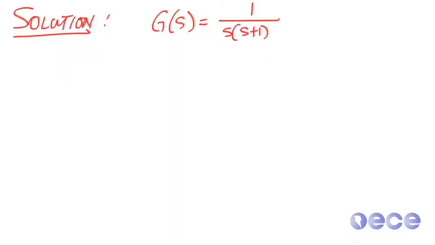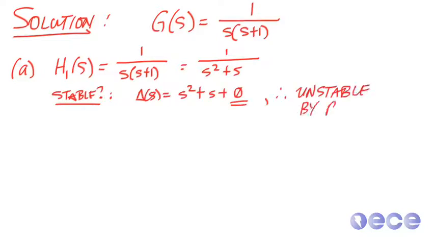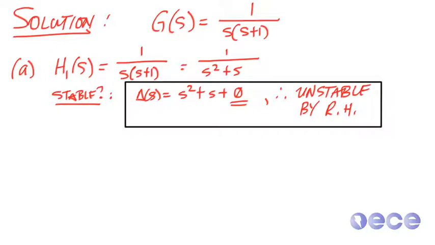So remembering that g of s is equal to 1 over s times s plus 1, we can start by writing the transfer function h1 of s. So that's actually just equal to 1 over s times s plus 1. If we decide to write out the characteristic equation, multiplying it out, delta of s is s squared plus s plus 0. So we're missing the s to the 0 term. And so if any of our coefficients are equal to 0, this fails the necessary condition for stability by Routh-Hurwitz.